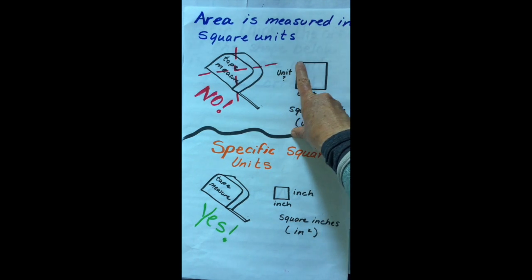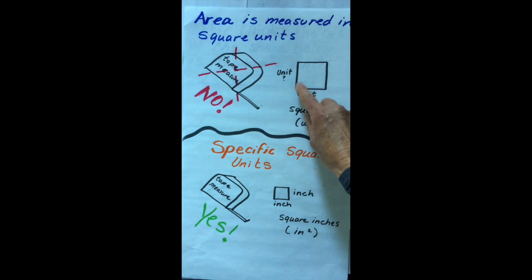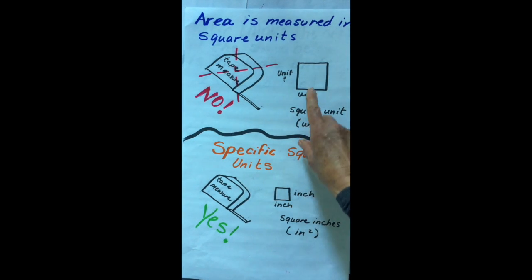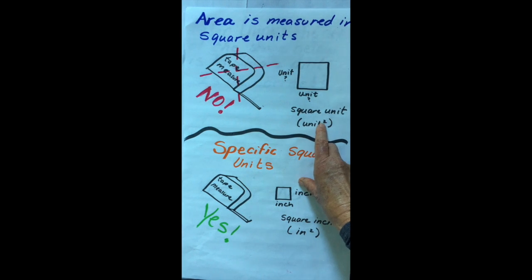Okay? So this is a unit of length and a unit of width. And with those, if you connect them, you get a square. So this right here is called a square unit. And you can write that as square unit or units with this 2 right here, which means squared.